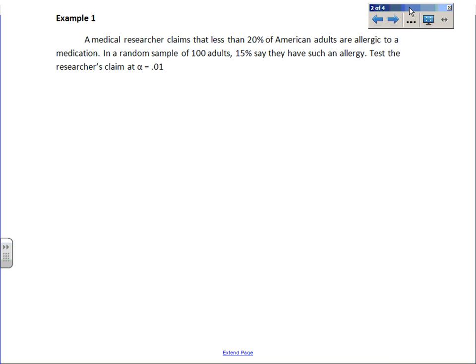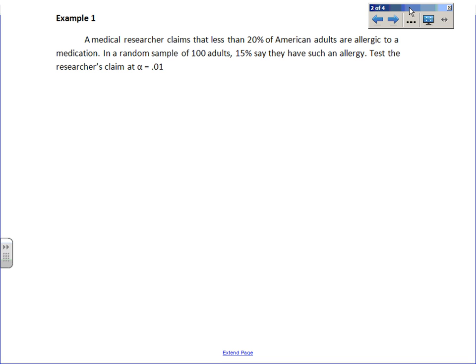There we go. So some researcher out there claims that less than 20% of American adults are allergic to medication. It's an interesting claim. In a random sample of 100 adults, 15% say they have such an allergy. Test the researcher's claim at a level of significance of only 1%. So that, we're really going out there.